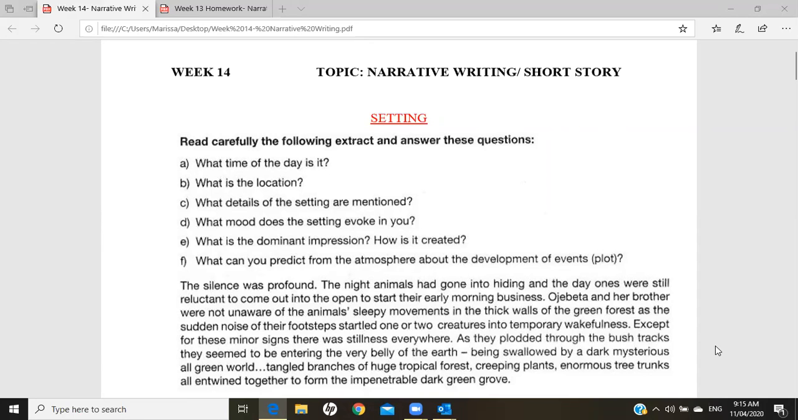F says, what can you predict from the atmosphere about the development of events? If you had to predict this story based on the atmosphere that is described to you, what could you predict in the development of the plot? We know that the setting is usually the first element of the story. So if you had to predict the rising action, the climax, the falling action, the resolution, what could you use from the atmosphere described here to predict what could happen in the plot? So briefly, jot down your responses for A to F.